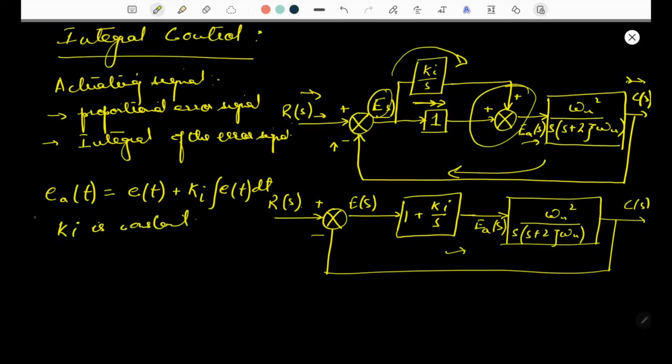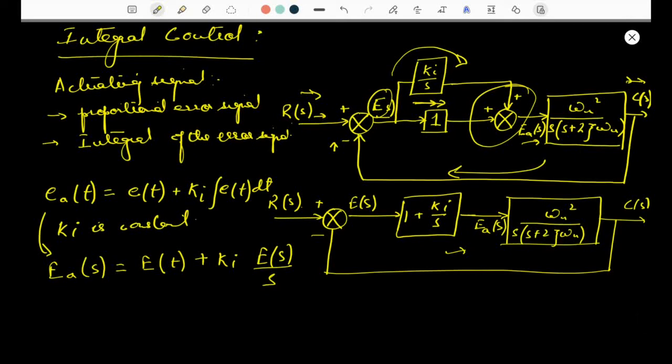Let's take the Laplace transform of the above equation. Then we get E_a(s) equals E(s) plus Ki E(s) over s. So now for the second order unity feedback control system, the block diagram is as shown here.